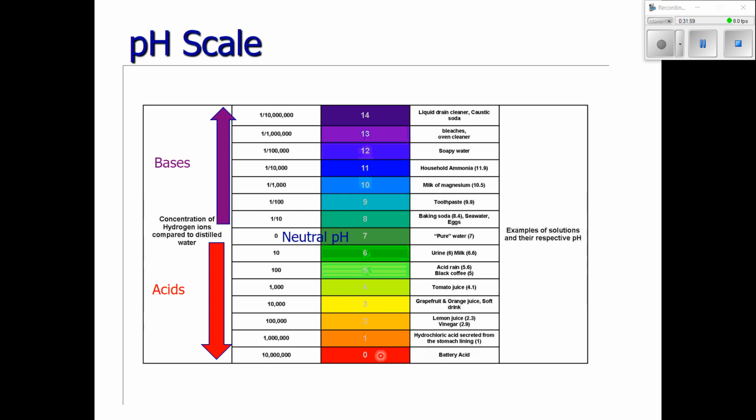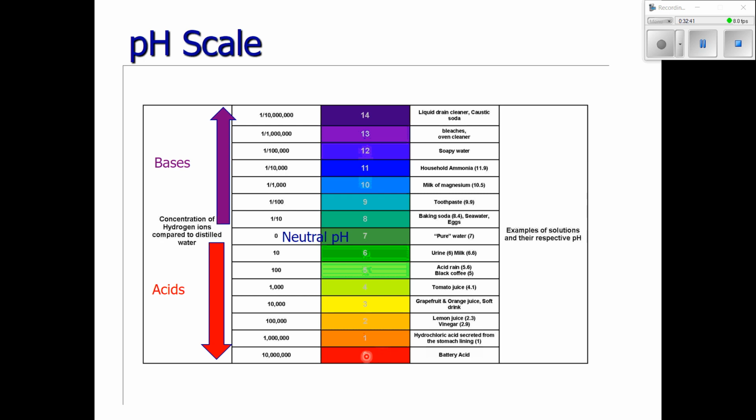Urine compared to battery acid. How much more acidic is battery acid? How many times greater is the hydrogen ion concentration of battery acid compared to urine? Well, let's see if we can do the math. 6 to 5 would be 10, times 10 is 100, times 10 is 1,000, times 10 is 10,000, times 10 is 100,000. So 100,000 times 10 to get us here would be 1,000,000. So battery acid is 1,000,000 times more acidic than urine.